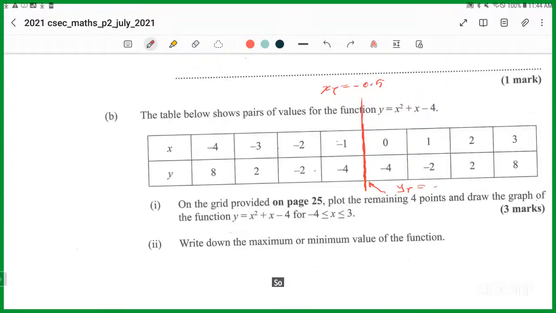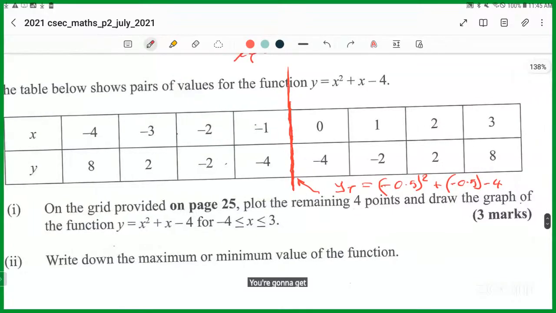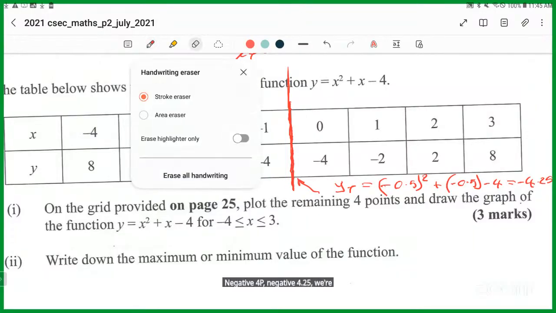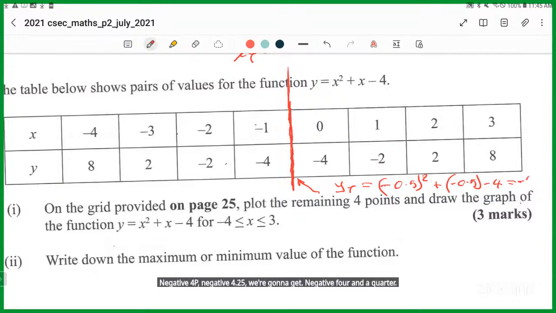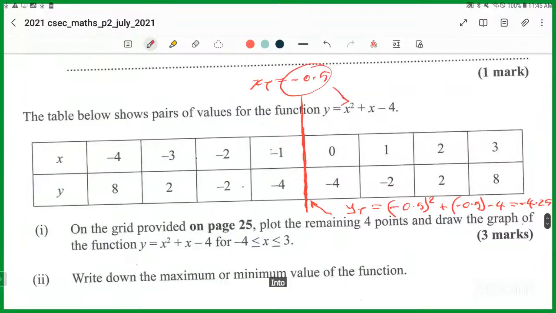So it will be -0.5 squared, that's right here, plus -0.5, that's right here, and then -4. If you work this out, you're going to get -4.25, by plugging the xt value into the function. We have calculated the yt value. So xt and yt make the turning point.